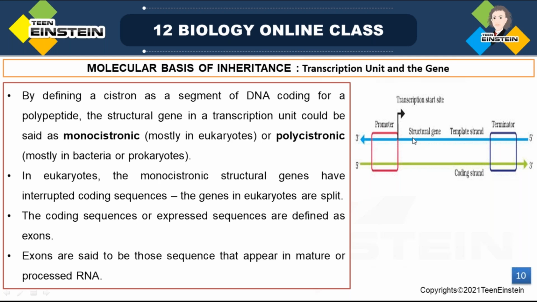The coding sequences are getting interrupted in the case of eukaryotes. Exons are the expressing sequences. These have interrupted coding monocistronic structural sequences.